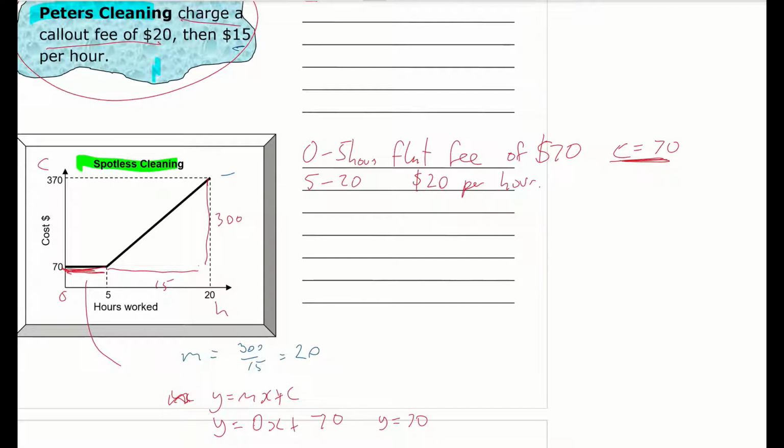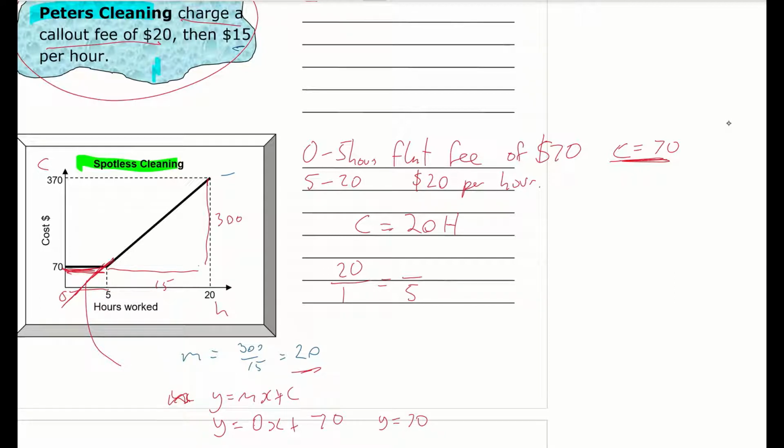But what about this bit? I've got my cost equals my gradient. I've got my gradient because it's $20 per hour. So it's $20 for every hour, and then I need to get a y-intercept. I'm going to plus or minus something here. And I reckon that is going to go into the negatives, isn't it? Which I can't tell from this graph. But I know that I'm going $20 in 1 hour. How many hours do I want to go back? I want to go back 5 hours.